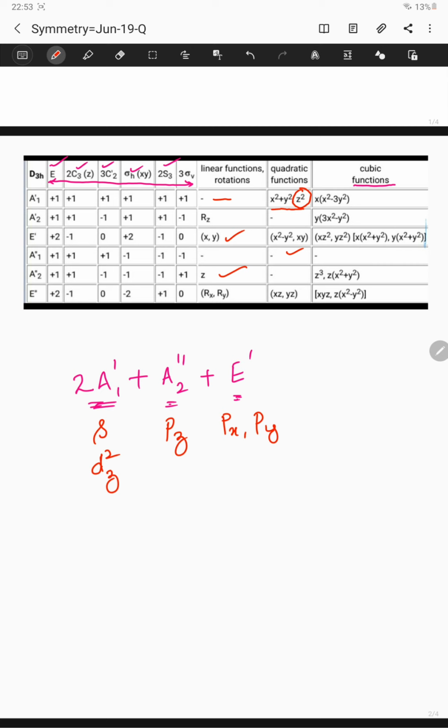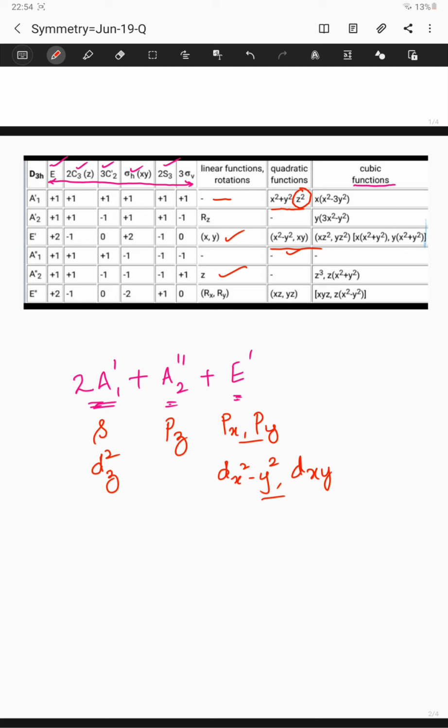Also there is another set of d orbitals, x square minus y square and xy. They represent dx square minus y square and dxy. Right. So one of these will participate in the hybridization and the bonding. That is anyway not the issue.